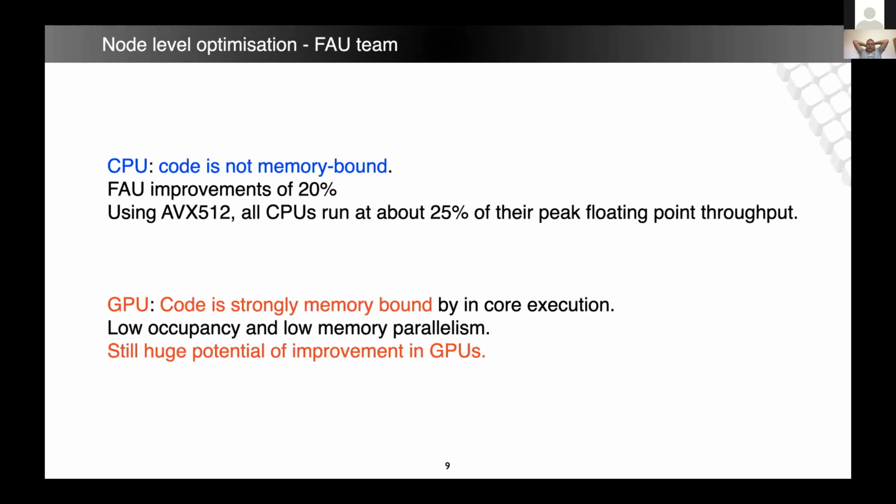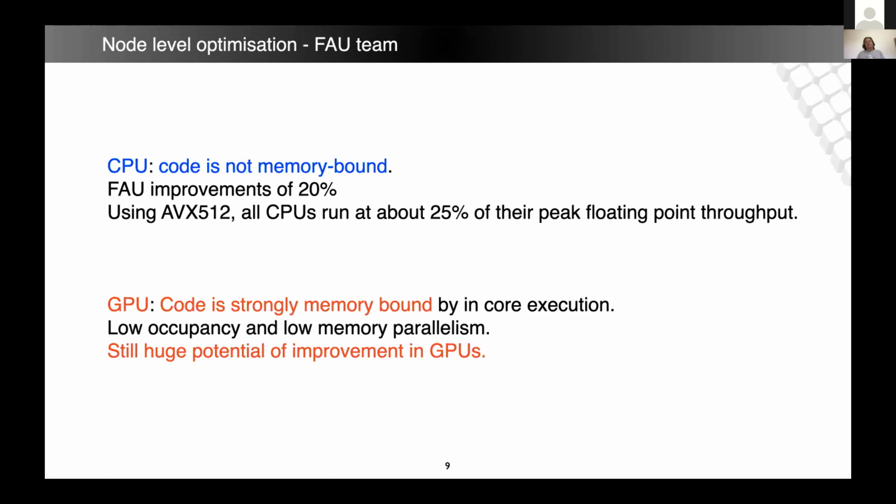So another topic that I'm very interested in is node level optimization. And we have the luck here at EoCoE that we have the FAO team, who I would say are one of the leaders worldwide in node level optimization. I'm very happy to have their help. They have been looking at our code, especially at the assembly part. And for the CPU, they have found that our code is not memory bound, and this was a bit of a surprise to me and for the people that work with me. Typically, you expect an unstructured grid code to be memory bound.